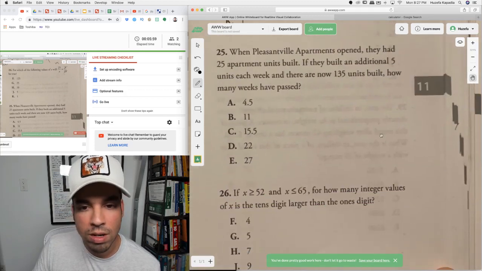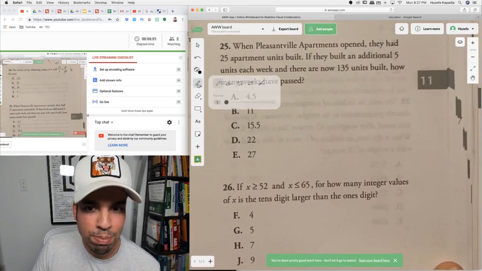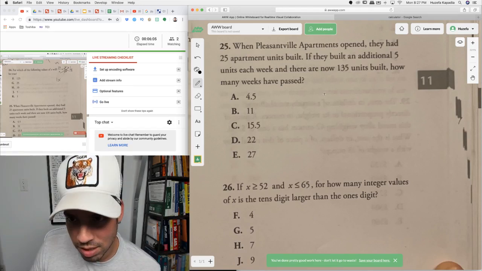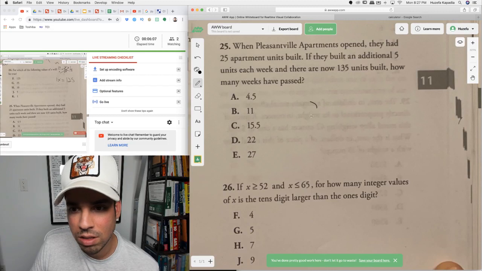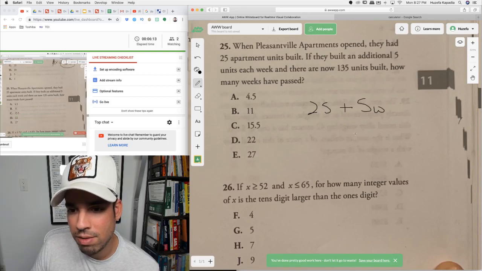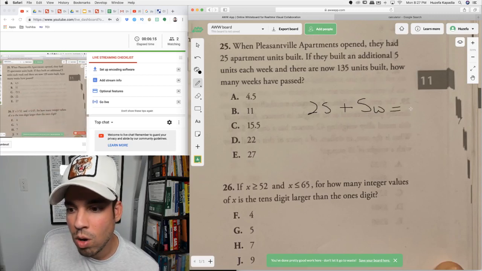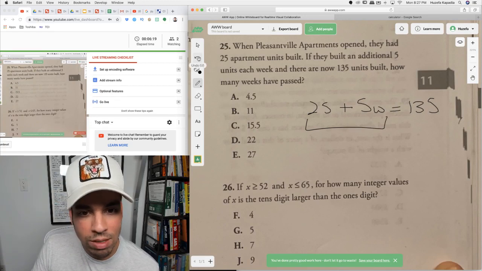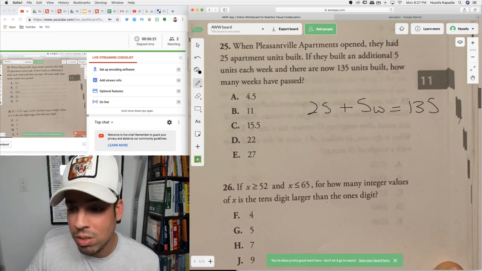Done. Next one. When Pleasantville Apartments opened, they had 25 apartment units built. If they built an additional 5 units per week, so 5 every week, and there are now 135, so this whole thing equals 135. How many weeks have passed? AKA solve for W. You see the setup?